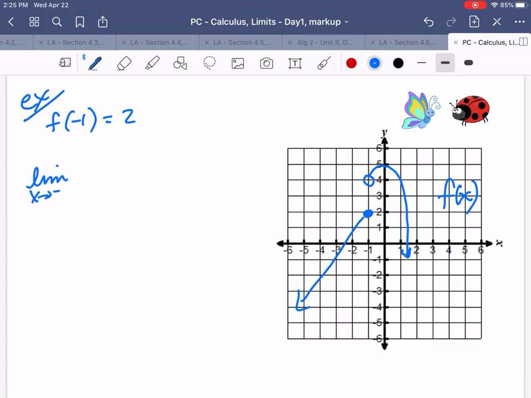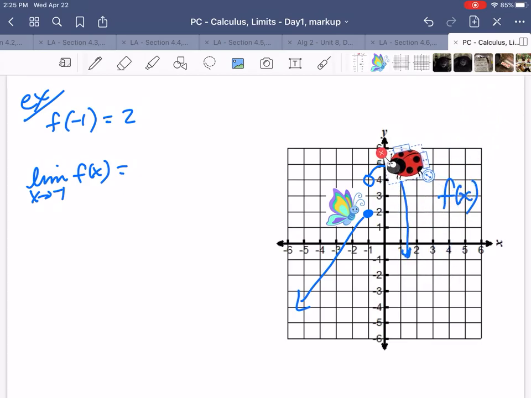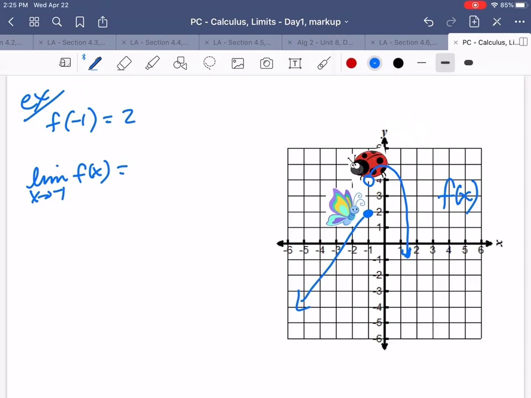So what would the limit be as x goes to -1 of my function that I have pictured? All right, so let's look at these guys up here. Butterfly is coming along from the left, and he's like, oh, here I am, I got to 2, that's where I was supposed to go. And then ladybug comes along, and she's going around, and she's like, oh, wait a minute, I'm all the way up here at 4. And so she's in a different place. And so that's a big no-no. When one side goes to one height and the other side goes to another height, you have a mismatch.